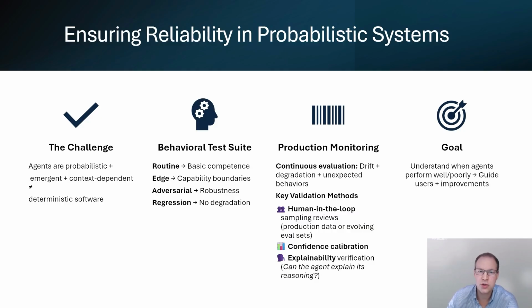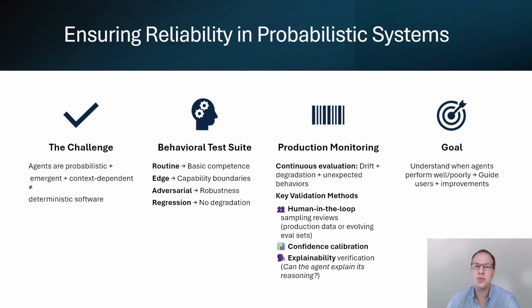Behavioral testing frameworks should evaluate agents across a range of scenarios rather than checking for specific outputs. Create test suites that include routine cases to ensure basic competence, edge cases to understand capability boundaries, adversarial cases to test robustness, and regression cases to ensure improvements don't degrade existing capabilities. It's very important to have a continuous evaluation system that monitors agent performance in production. You want to identify drift, degradation, and unexpected behaviors before they impact users.